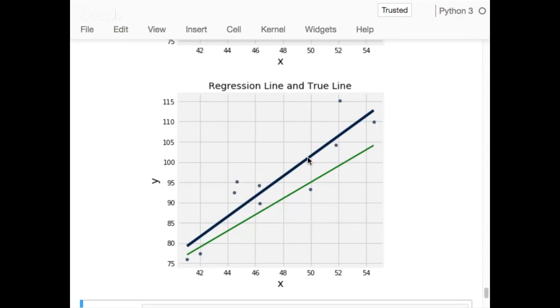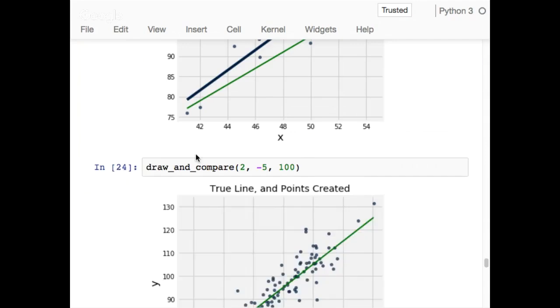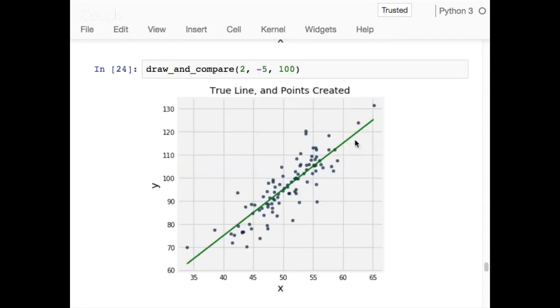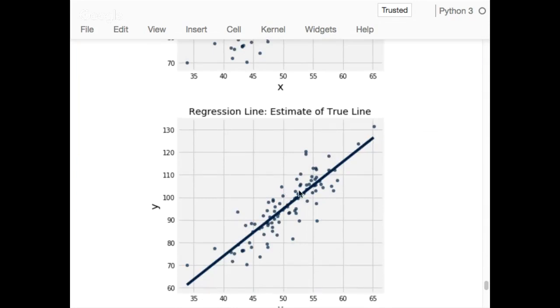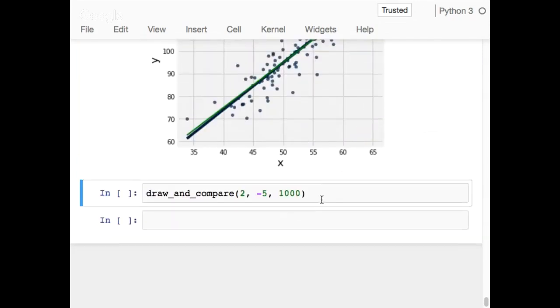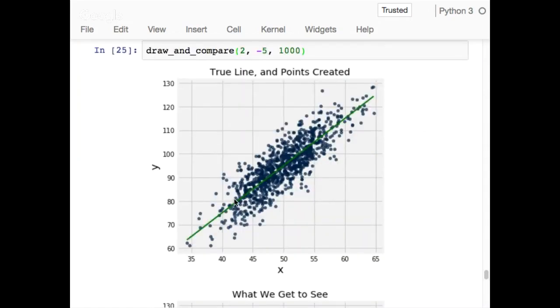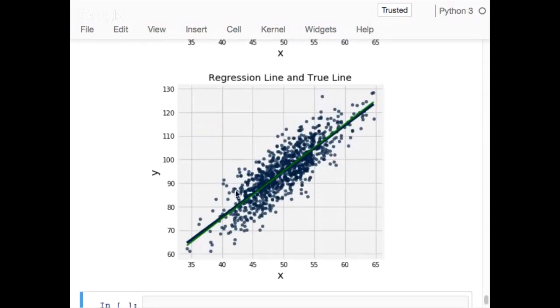The question we're trying to ask is this: how many points do I need? Let's try 100 points. Here's a real line, here's some points around it. It looks like this regression line is a little bit closer to the true line. In fact, a lot closer. If we do more points, we get here, and we notice that these two lines are basically on top of each other.